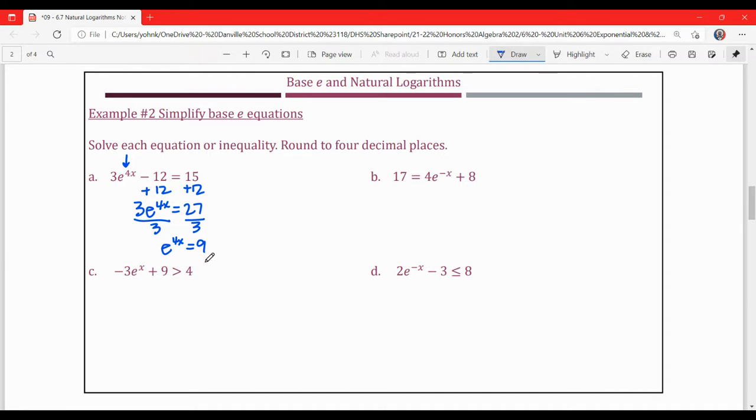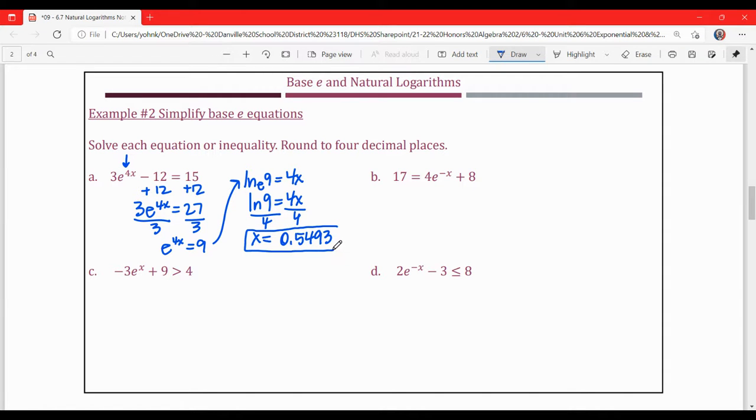Now I can change this to logarithmic by saying ln e^9 equals 4x. I can then get rid of the e and just say ln 9 equals 4x. Divide both sides by 4 to get the x alone. To 4 decimal places, that gives me 0.5493.